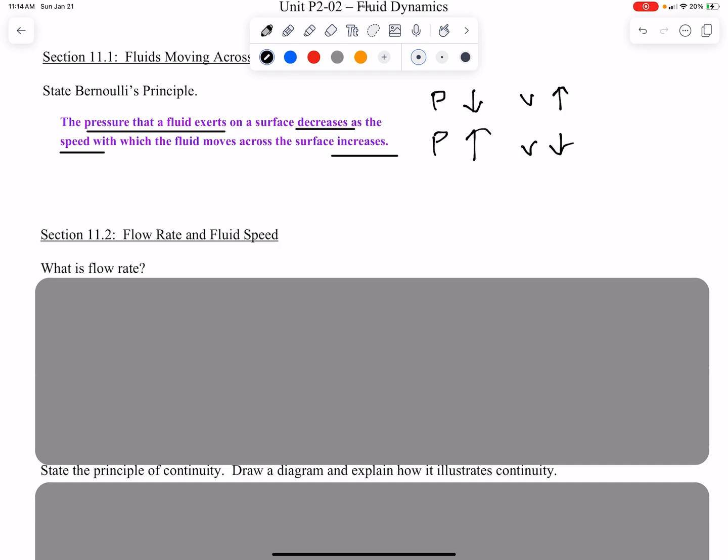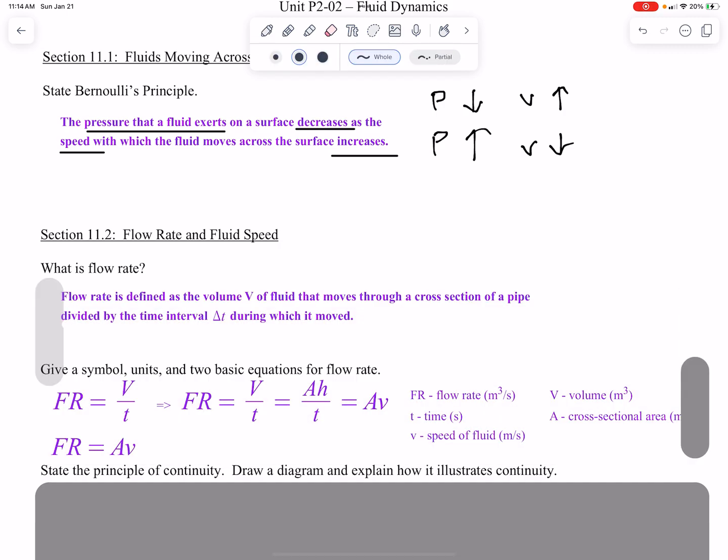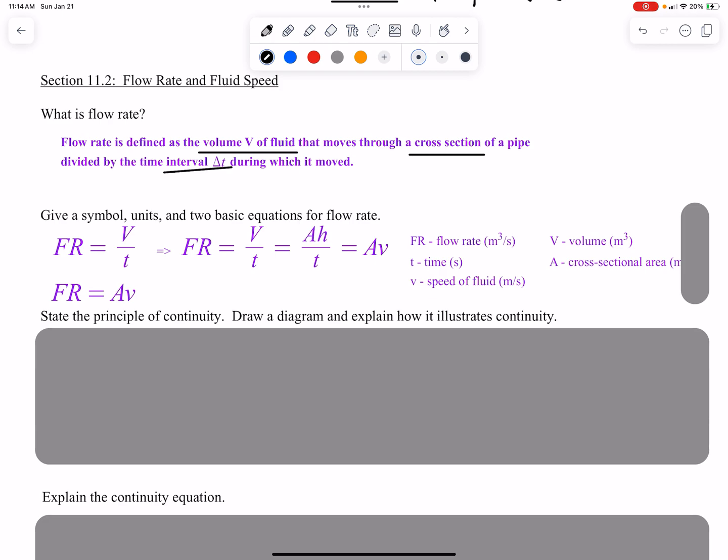Section 11.2, what is flow rate? Well, flow rate is also referred to as volume flow rate. It's the volume of the fluid that is passing a particular cross-section of the pipe every second. The symbol for flow rate is just going to be FR. It's the volume per unit time, right? But if we write volume in terms of area times height, height divided by time is speed. So we can write it two ways.